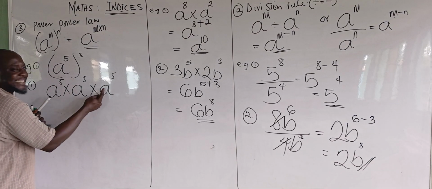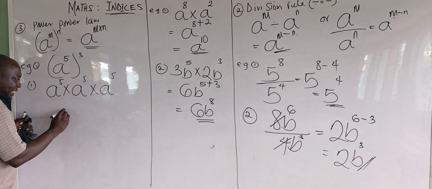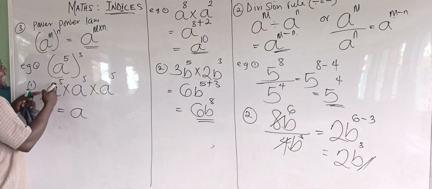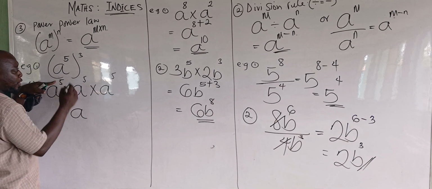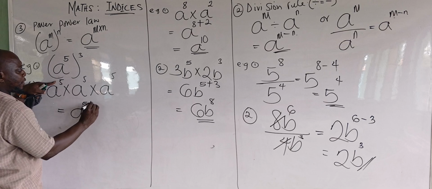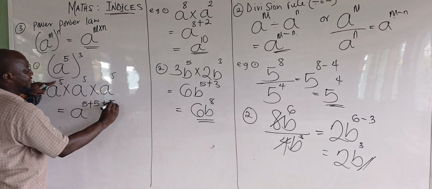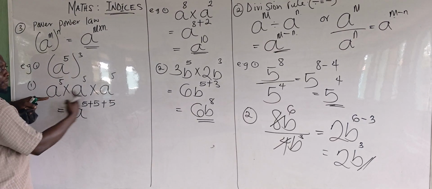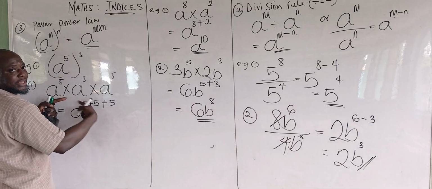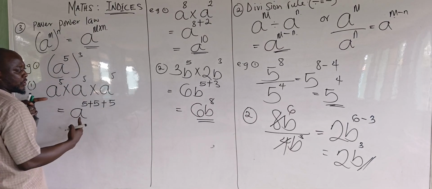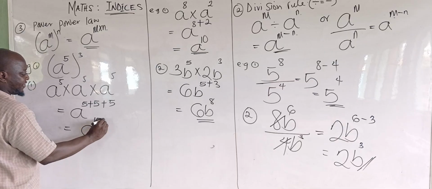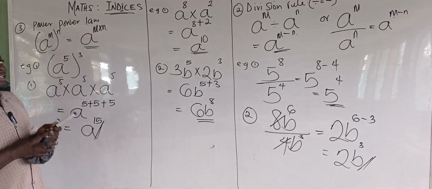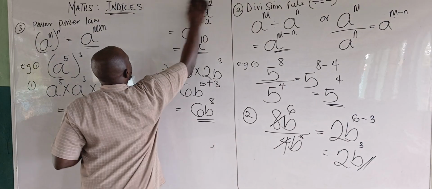So what do I do now? Observe that we have the same bases. Pick one of the bases. Then write all the powers, but changing your times now to plus. This becomes 5 plus 5 plus 5. This is the concept. Pick one of the bases and then change your times to plus, giving it to the power. So I'll have that. All these ones now will give me 15. This is the first concept, or the first way you can do that.